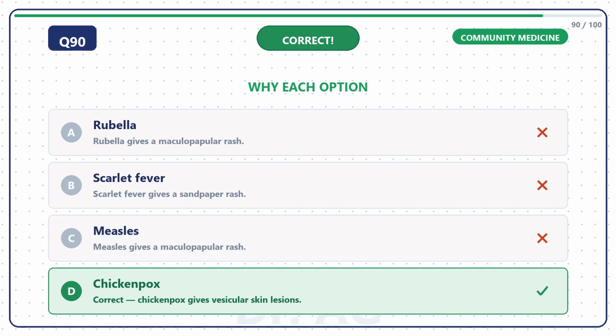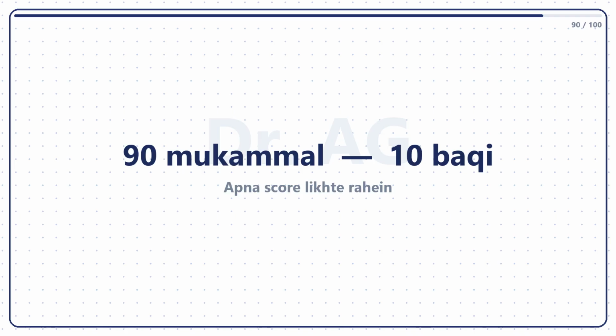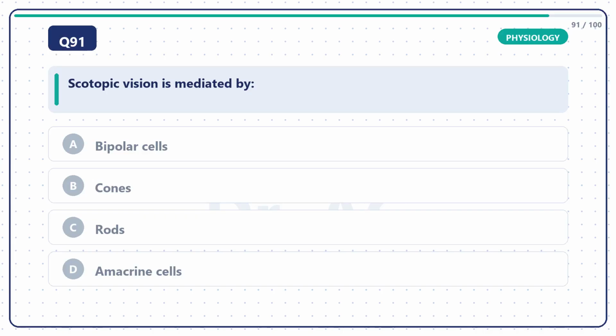Correct. Chickenpox gives vesicular skin lesions. So, the right answer is option D. Chickenpox. Question 91. Scotopic vision is mediated by option A. Bipolar cells. Option B. Cones. Option C. Rods. Option D. Amacrine cells.